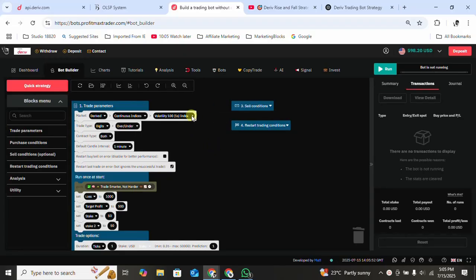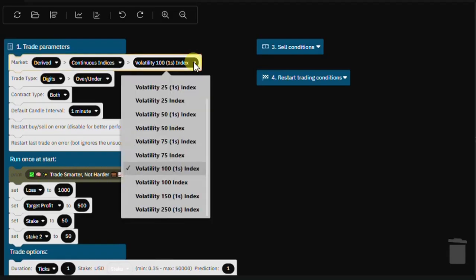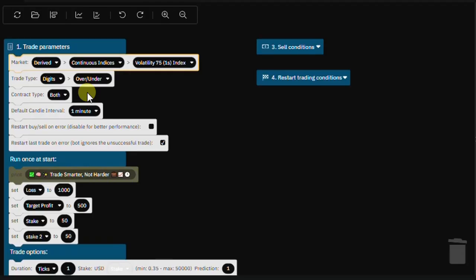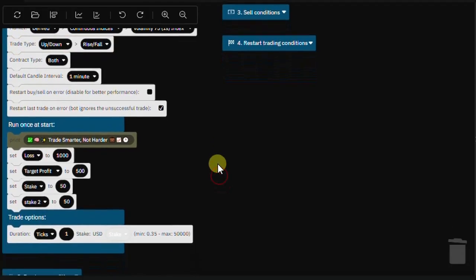So once you're here, let's select our market. Let's work with Volatility 75 (1s). Trade type, adjust from digits to up and down. You can see now rise and fall. Contract type, that is the rising or falling. Let's leave it at both because we need to know whether we are going to take a rise or fall.